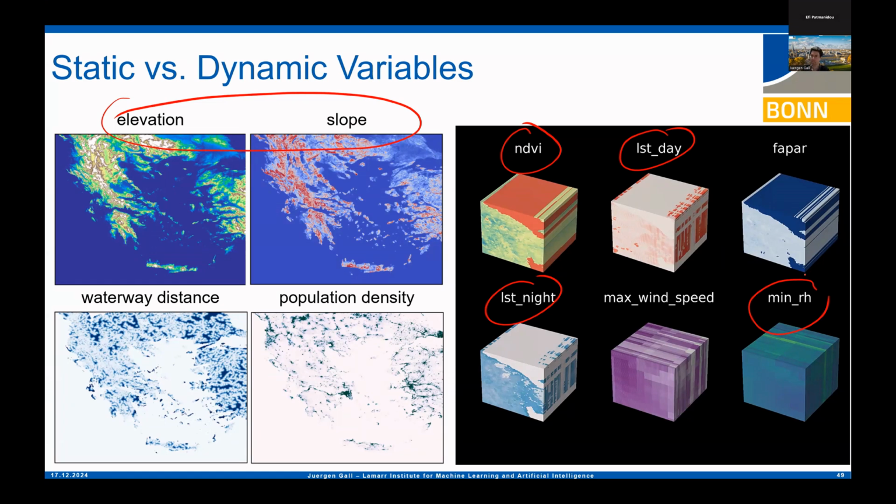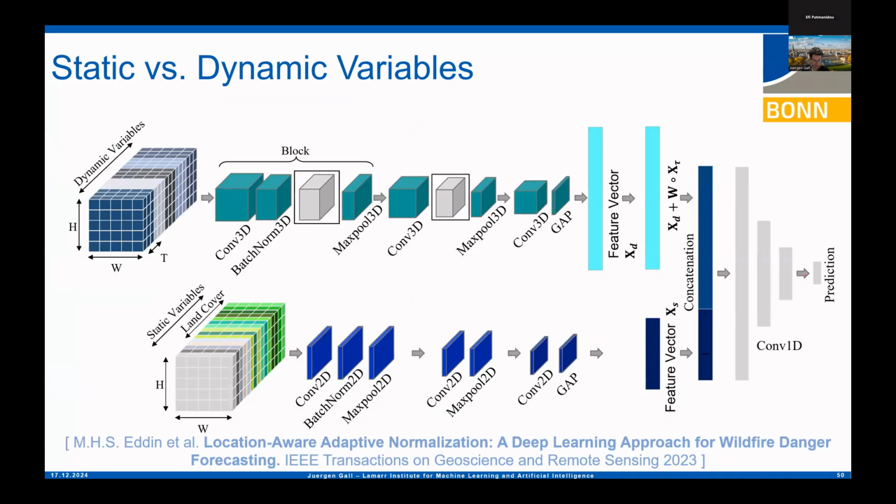In order to combine both static and dynamic variables, you can do it in a simple way where you have the dynamic variables and the static variables, and you process them in different branches. Here you have the dynamic branch with the time component, but you don't have this time component in your static variables. At the end, you simply concatenate the branches and make a prediction for a wildfire start on the next day. That you can do, but it's not the most efficient way.